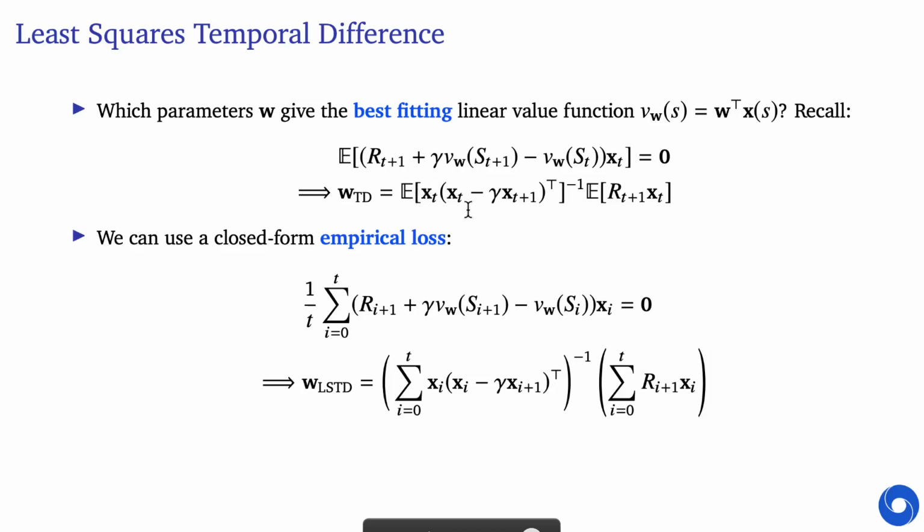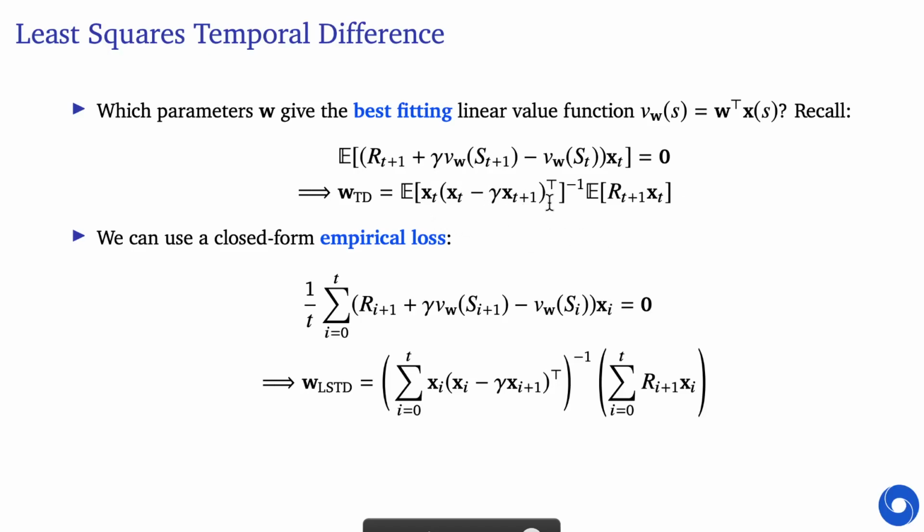We had the expectation over an outer product of two vectors. The first vector is just your feature vector, and the second vector is your feature vector minus the next feature vector, discounted. This is an outer product, so this is a matrix. And the expectation over that will be a full rank matrix, typically under some mild assumptions, so we can invert it. And then we multiply that with a vector.